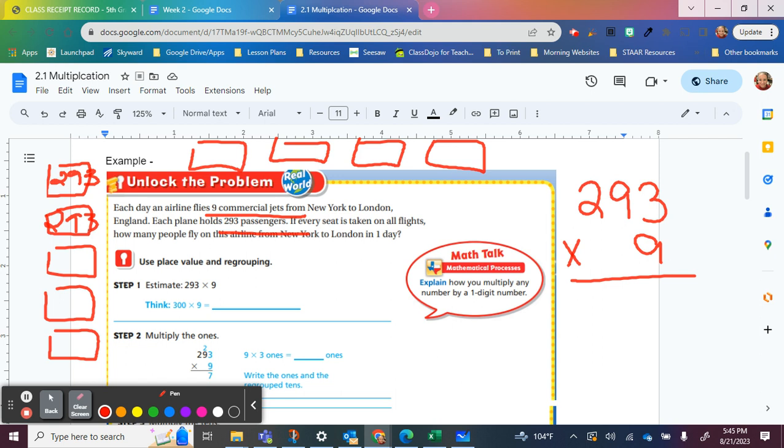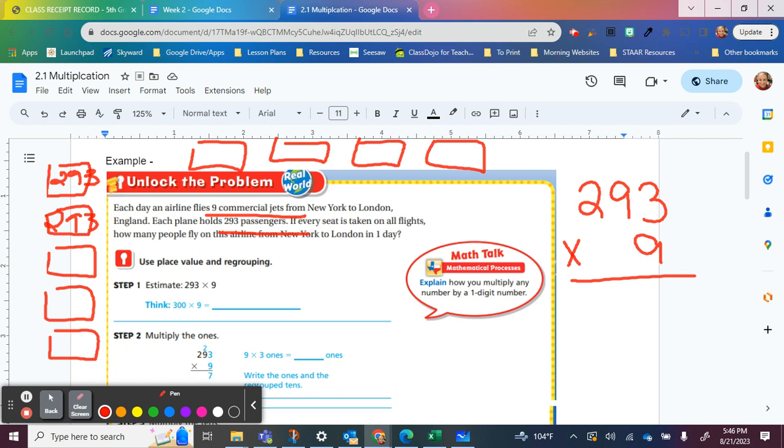So we have that. If we're trying to find how many people fly in one day, if all of those airplanes are flying on one day with that many people, we could either add 293 plus 293 plus 293 over and over 9 times, or we can simply multiply them.